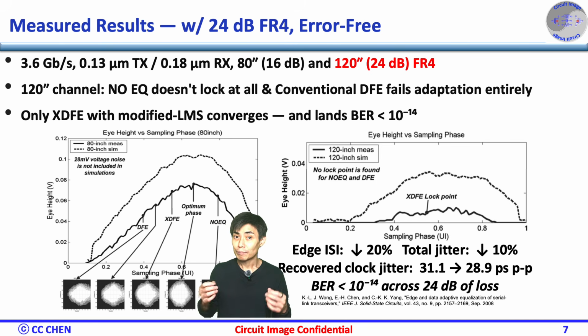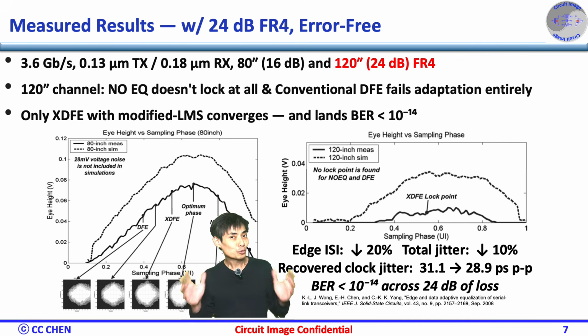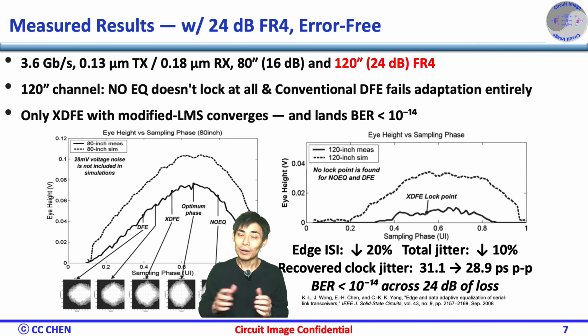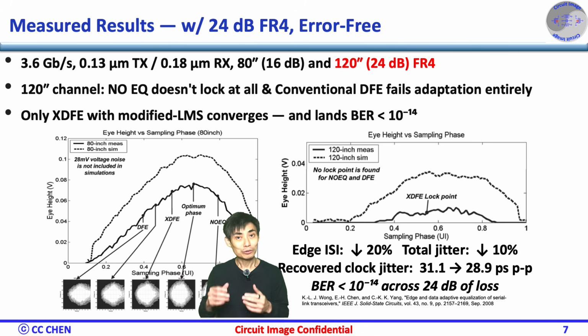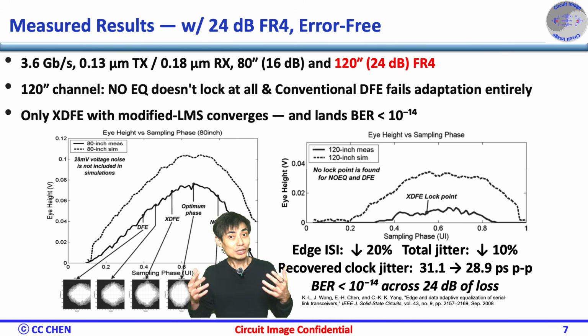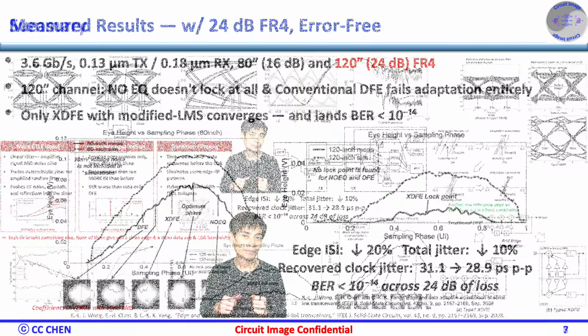The jitter improvement may look small. Recovered clock jitter improves from 31.1 picosecond peak to peak to 28.9 picosecond peak to peak. Edge ISI and total jitter are also reduced, but the system level result is very large. The link changes from no lock to error-free operation. That is the most important message. Edge DFE is not just a small waveform cleanup. It can decide whether a receiver locks or fails.